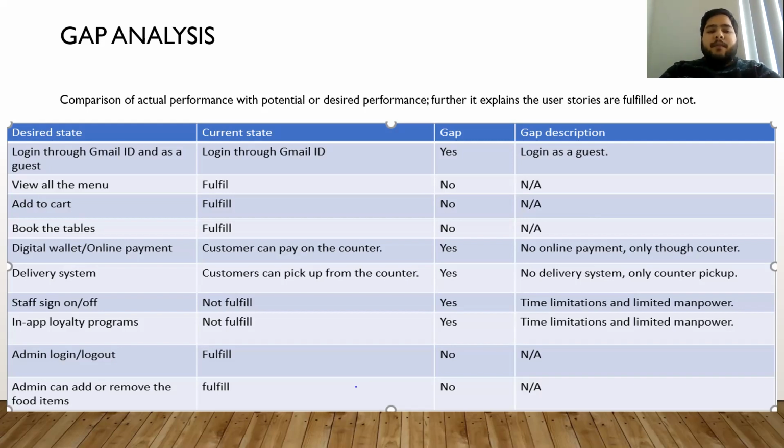Whereas online payment and the delivery system are fulfilled only through counter payment. We didn't do any delivery system or online payment through the mobile application. Staff sign off and innovative programs had not been fulfilled. That's the gap because of the time limitations and limited manpower. And the user stories that the admin can log in and log out from the admin panel, or can add and remove food from the admin panel, have been fulfilled.